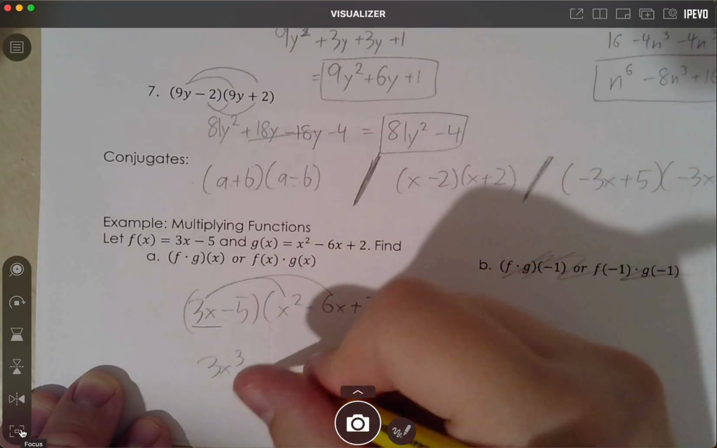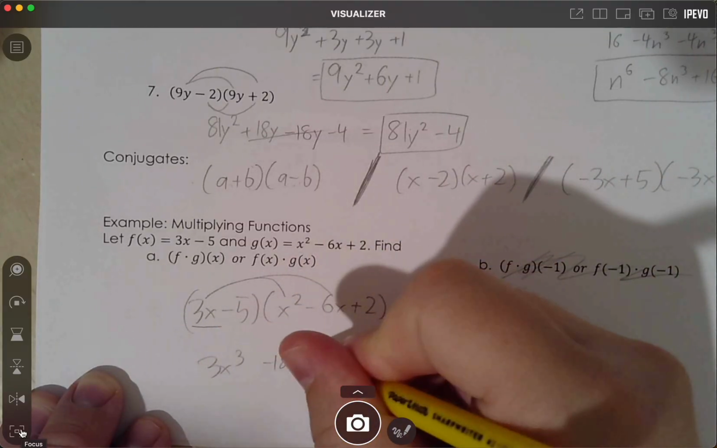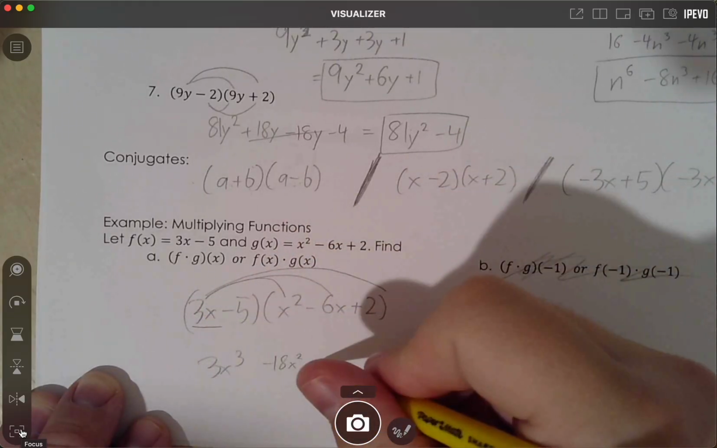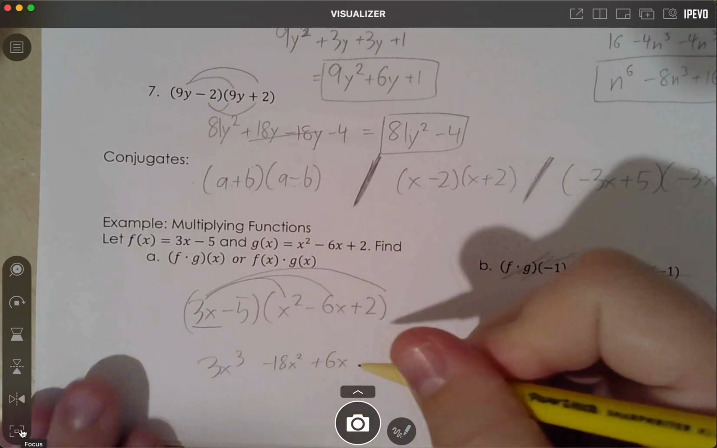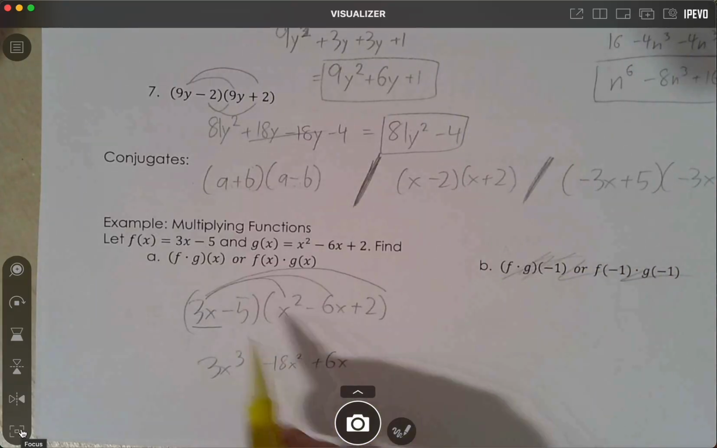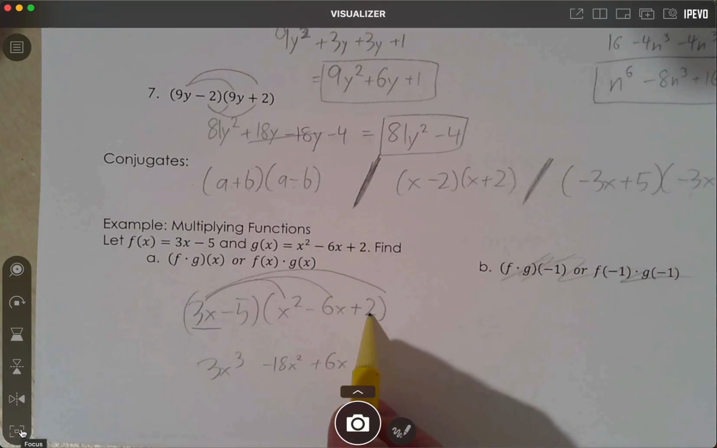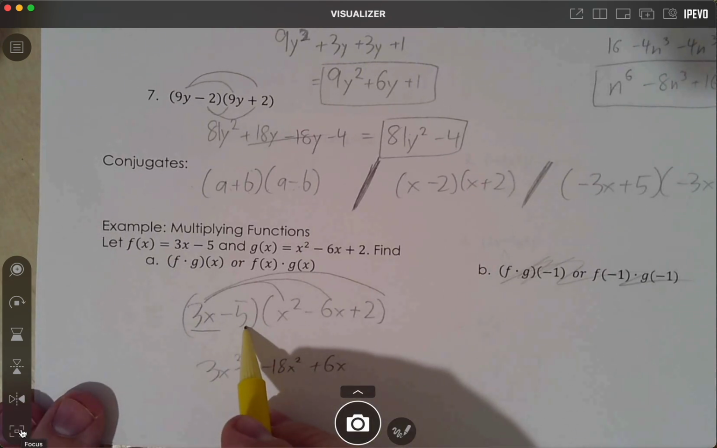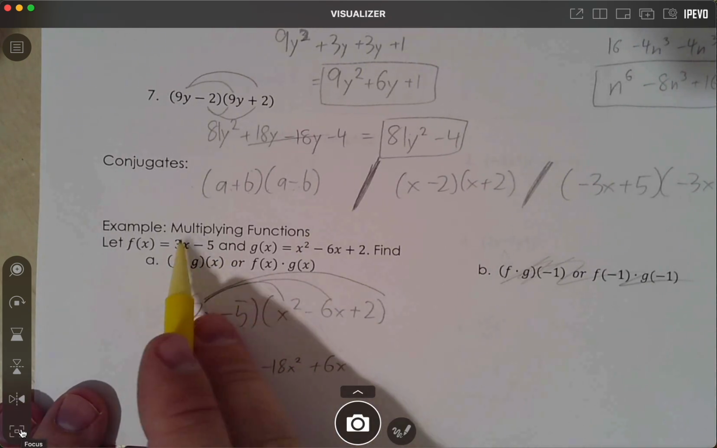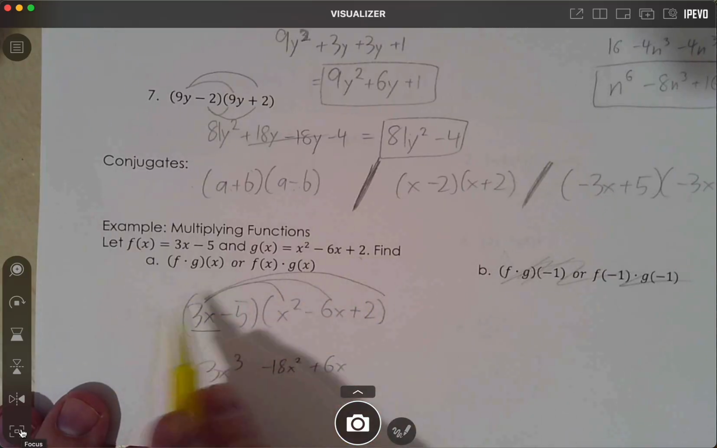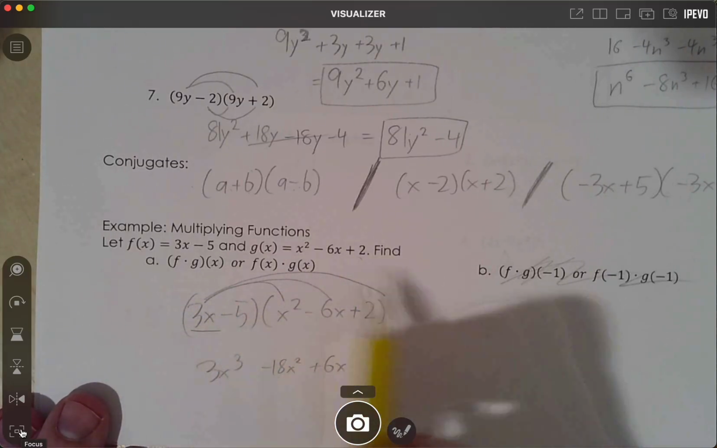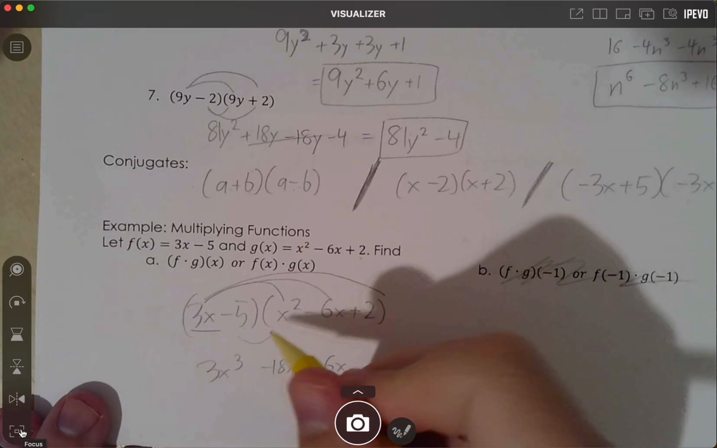So now I have negative 18x squared, and I have 3x times 2 is plus 6x. All right, and so now I've used the first term with all 3 parts of the right term. Now I need to do the same thing with the next term. And so you could imagine if this was a 4 term to like a 5 term, there would be a lot of these little arcs you'd be writing, and it'd be hard to keep up with it all.